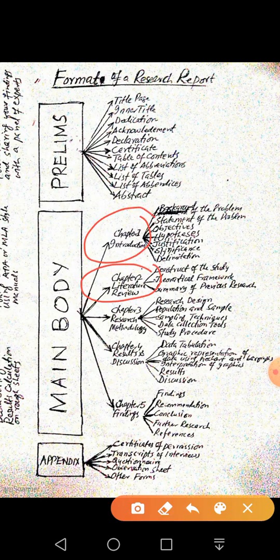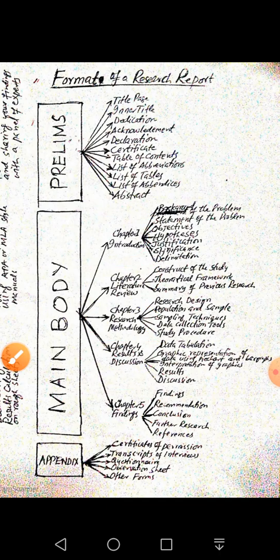Chapter number 2 is known as literature review. Chapter number 3, research methodology or research methods. Chapter number 4, results and discussion. And chapter number 5, findings and conclusion. Each chapter has further subsections.